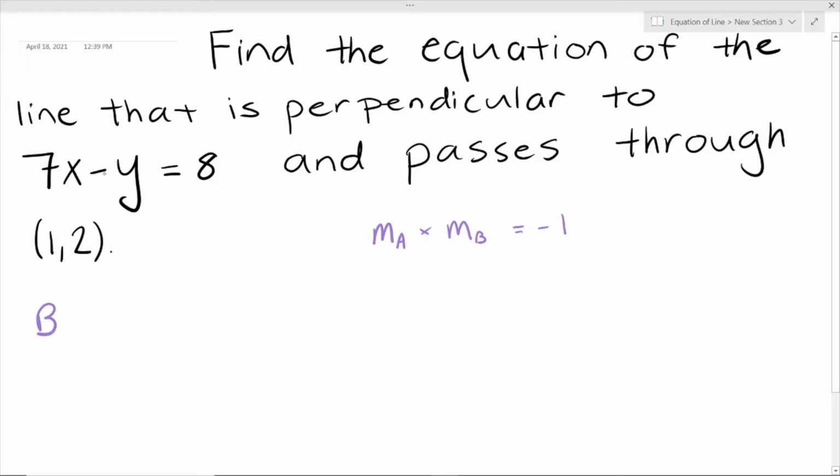And here we have 7x minus y equals 8. So let's label this as line A. And we're trying to find line B, the equation of line B. So we need to know the slope of line A in order to do that, because line A is perpendicular to line B, so the slope tells us a lot about the slope of line B.